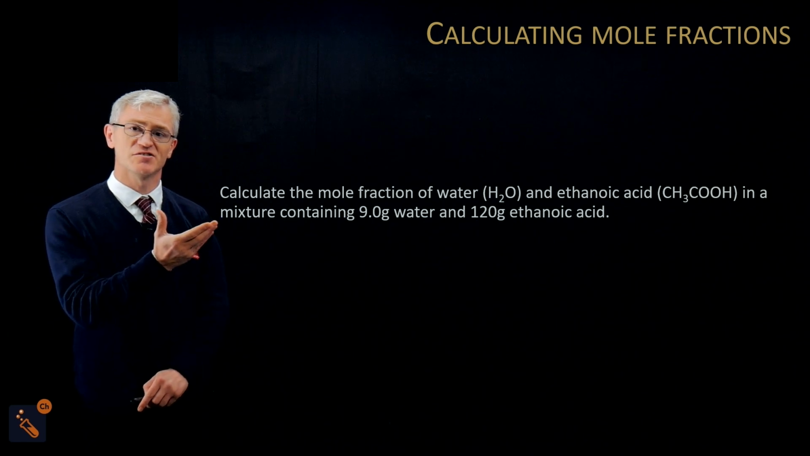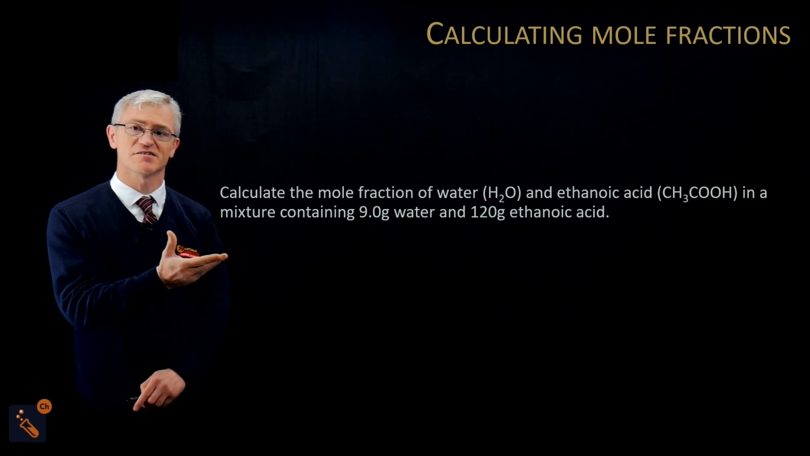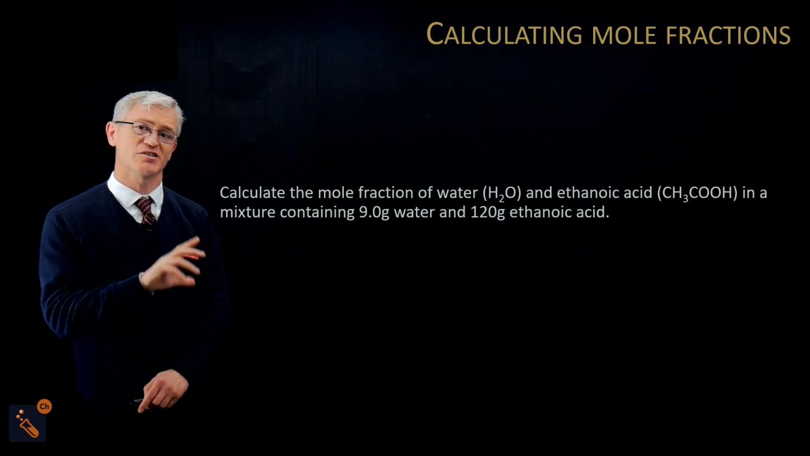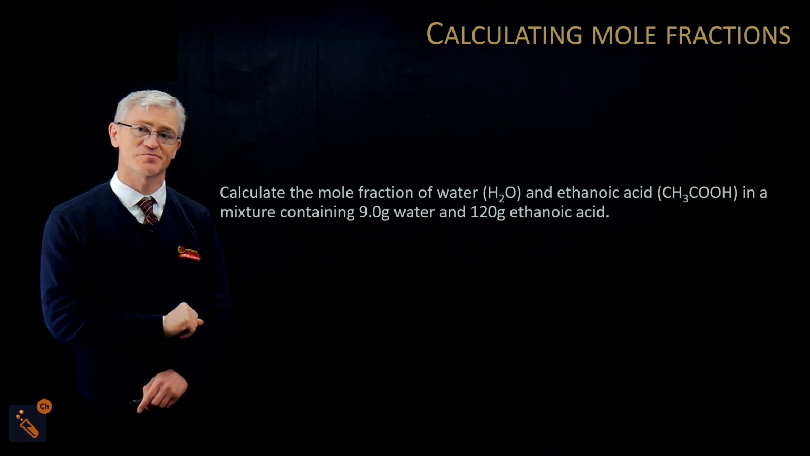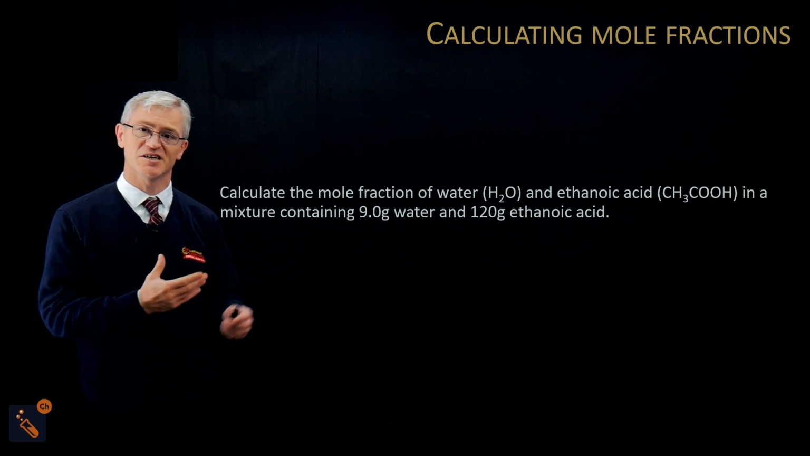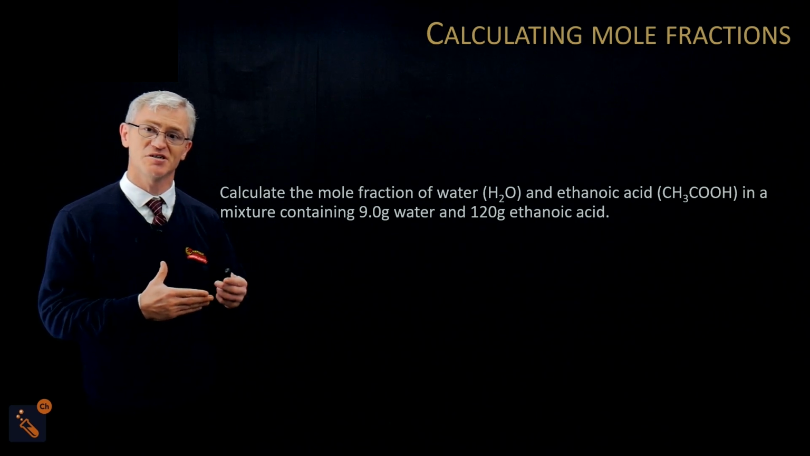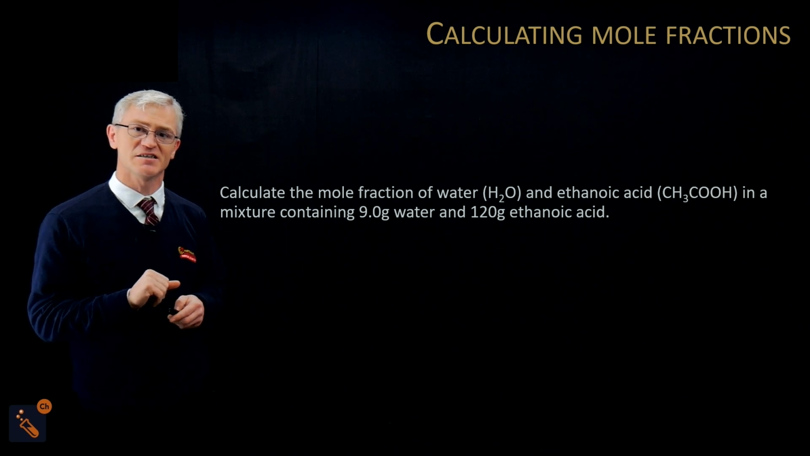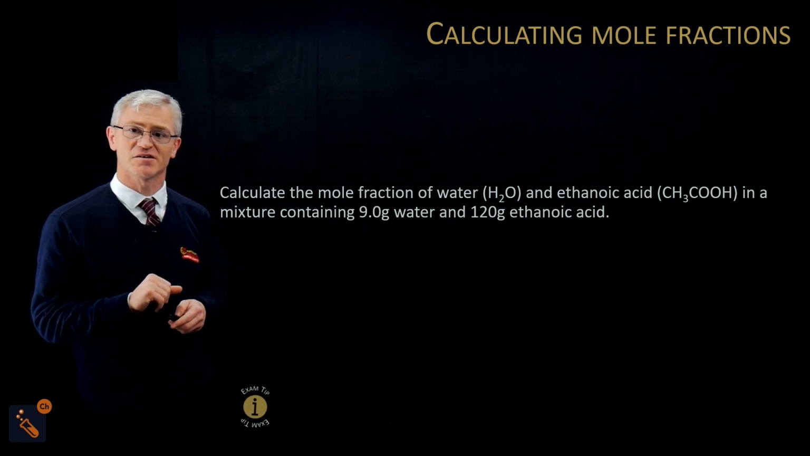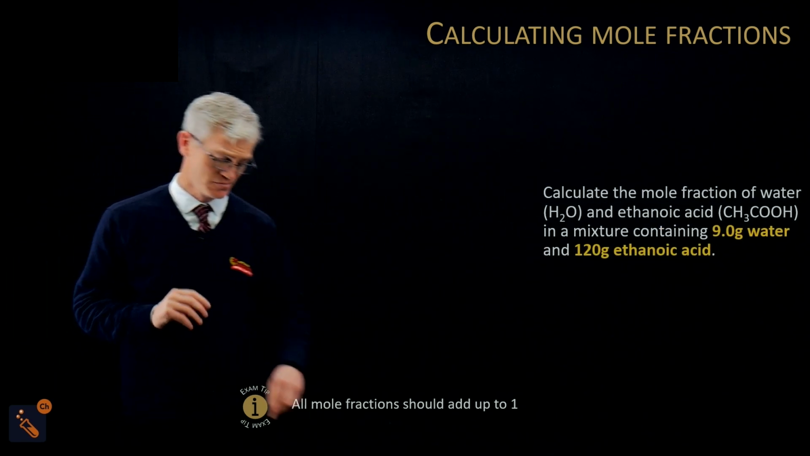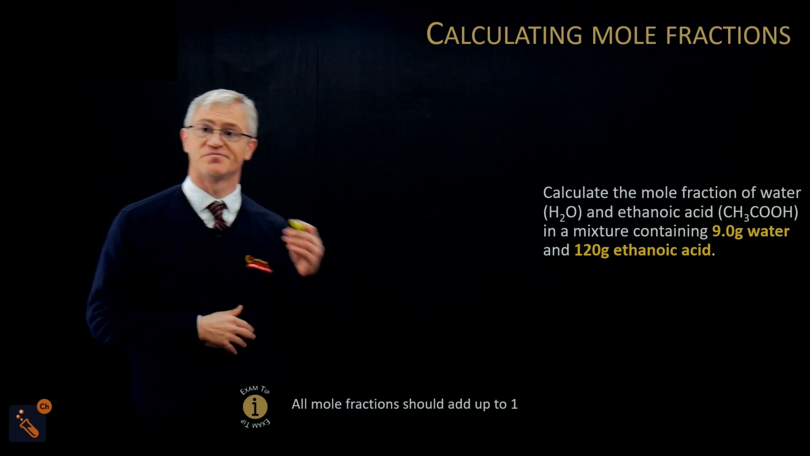So calculate the mole fraction of water and ethanoic acid in a mixture where there's 9 grams and 120 grams. You can do mole fractions just from masses, or you can do mole fractions from pressures as well, because if everything is at the same pressure and same temperature, then the same number of moles occupies the same volume. But anyway, let's do it in this way first. All fractions should add up to 1. Let's put it to the side, and then let's look at how you do it.